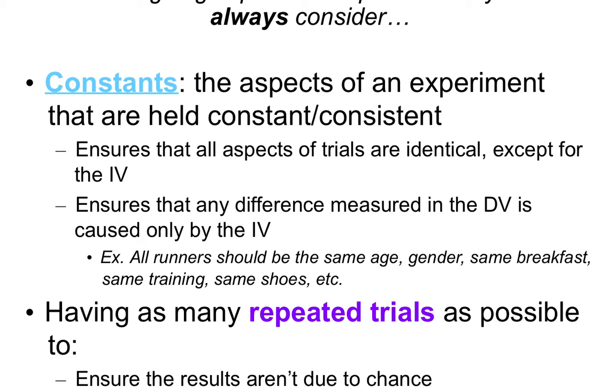So, all runners should be the same age, gender, same breakfast that day, same training, same shoes, etc. And have repeated trials. Try to repeat as many as you can to ensure that the results you get are not due to chance. You want to eliminate as many errors as you can.